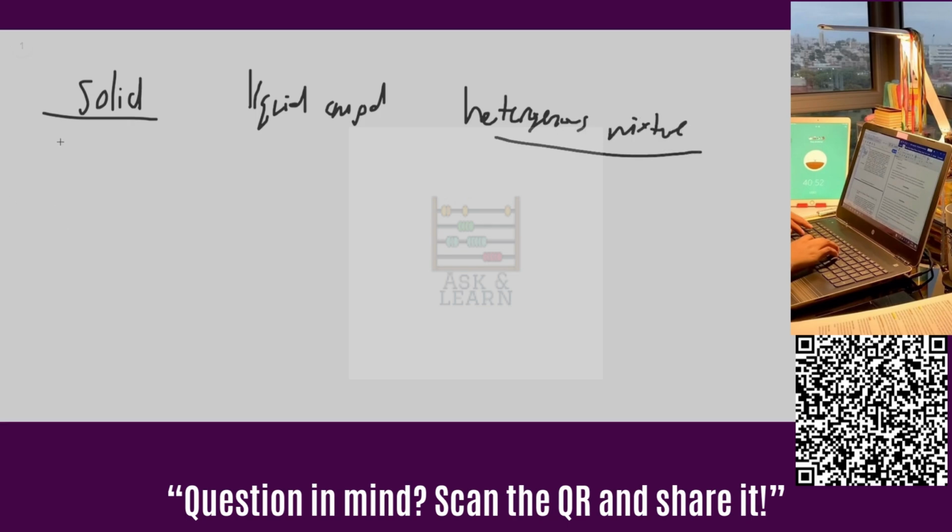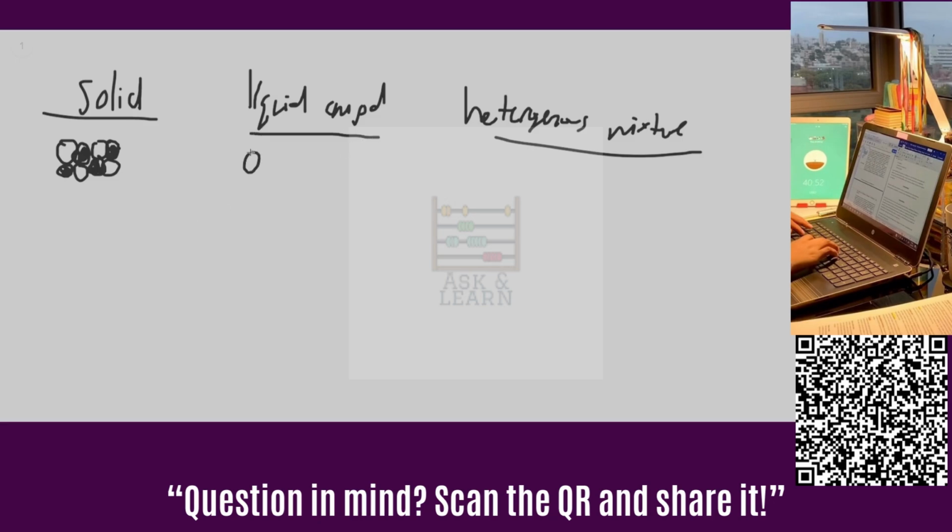So we'll start with the solid. Solids are very well packed and organized. So for example, this could be your solid. So you have colored in atoms and clear atoms. And this is an example of what a solid would look like where they're closely packed and organized.